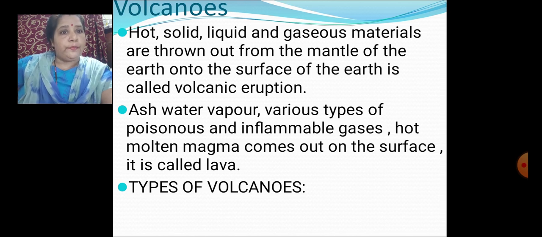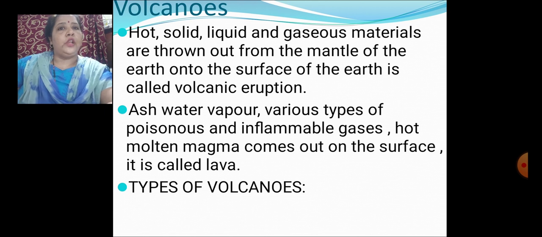Ash, water vapor, various types of poisonous and inflammable gases, and hot molten magma all come out on the surface of the earth, and that is called lava. All these things come out in the form of lava. Okay, now let's move on.